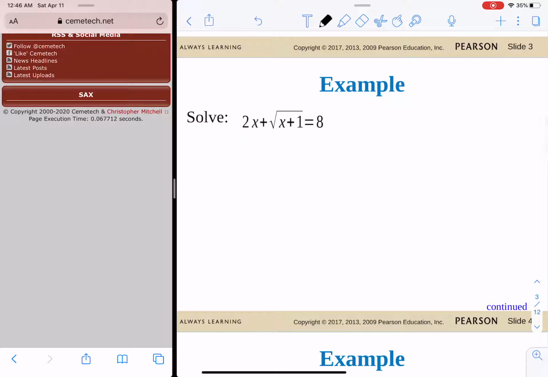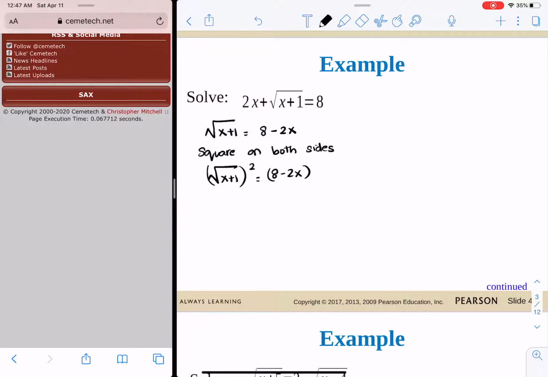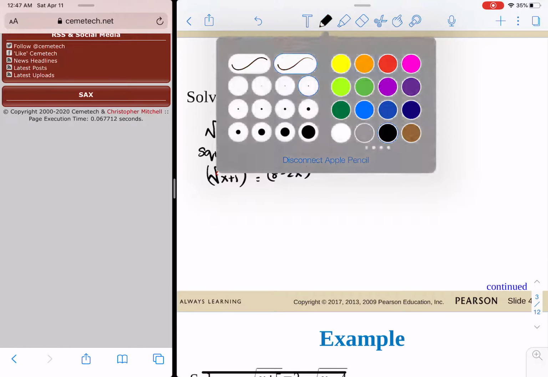Things are getting a bit complicated here. This is a lengthy problem, but the same rules apply. We keep the radical on one side and move the rest of the terms to the other. So we square on both sides. So square root of x plus 1 squared would equal 8 minus 2x squared. The root and the square would go away.